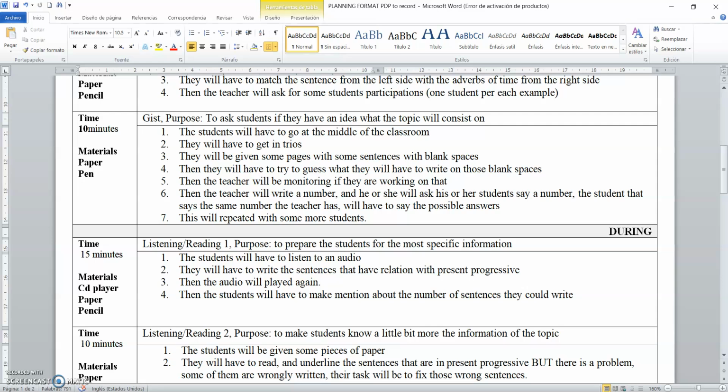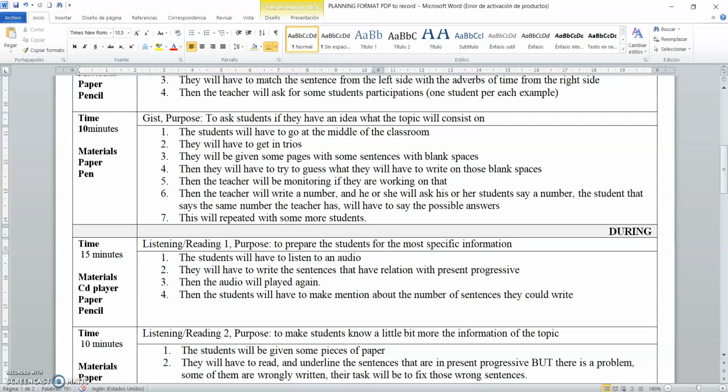The sixth step says, then the teacher will write a number and he or she will ask his or her students to say a number. The student that says the number that the teacher has will have to say the possible answers. This is going to be done in order not to have a victim, because that's bad and the students feel uncomfortable if they are chosen.